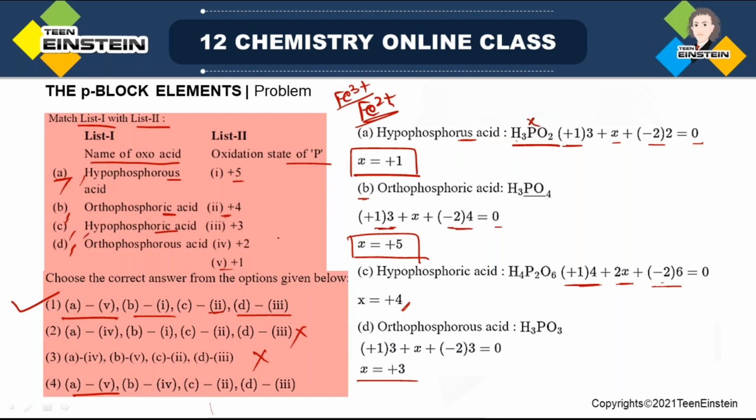Here one oxidation state, that is 1, 2, 3, 4, 5. 2 oxidation state. This is actually extra that is mentioned.